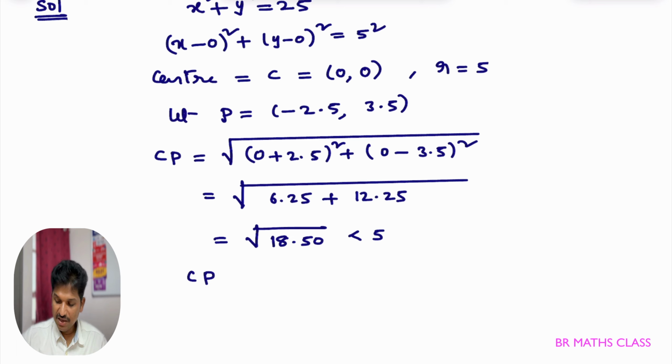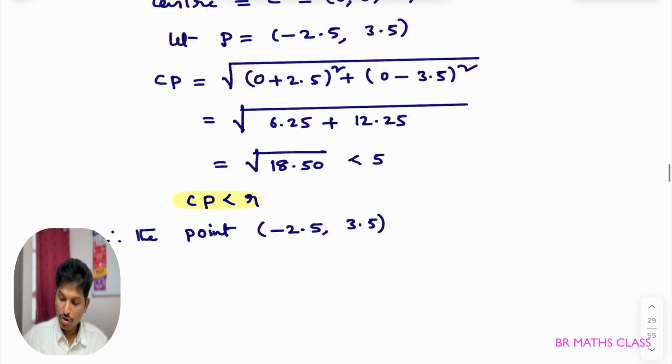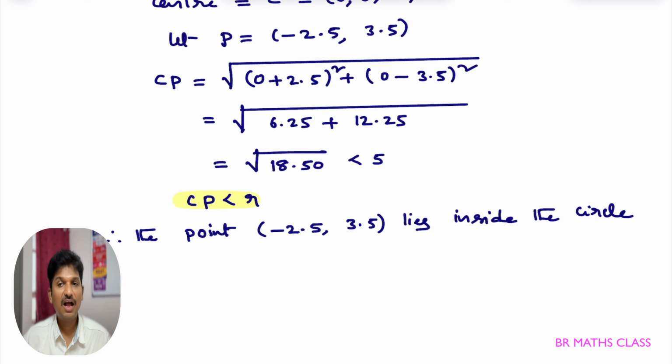That means CP is less than radius. When CP is less than radius, what we say? Therefore, the point minus 2.5 comma 3.5 lies inside the circle. I hope you understand this class.